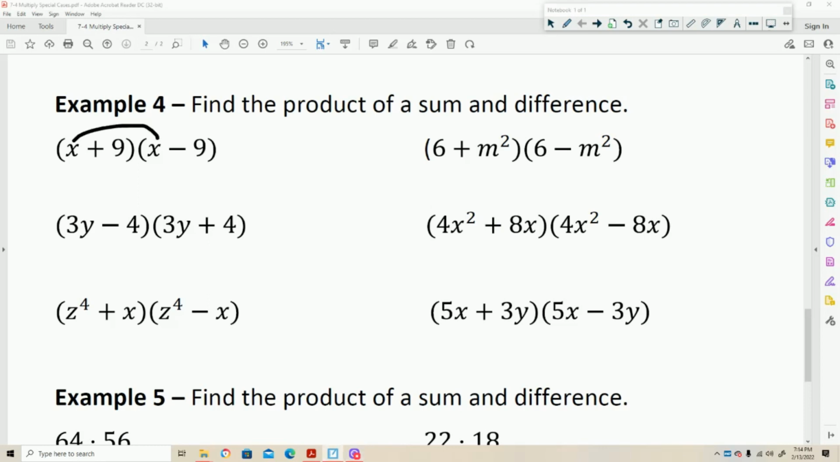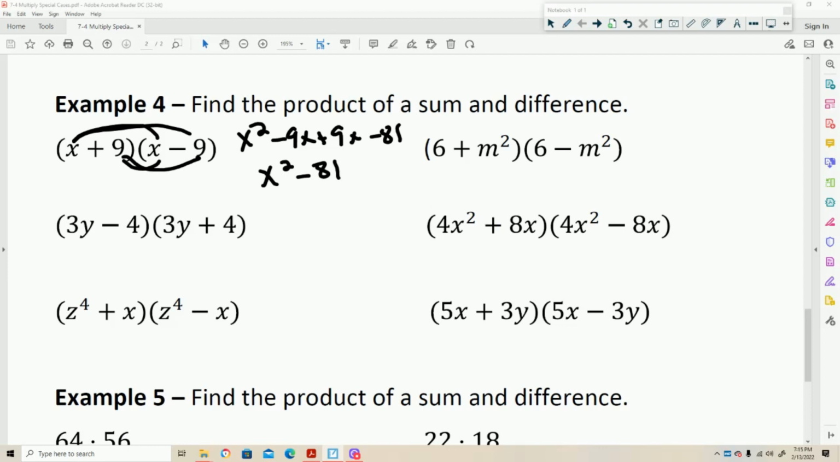We multiply those two, we get x squared. Multiply those two, we get a negative 9x. Multiply these two, you get positive 9x. And then multiply these two, you get negative 81. Middle two terms, if you'll notice, they cancel out, become 0. I get x squared minus 81.